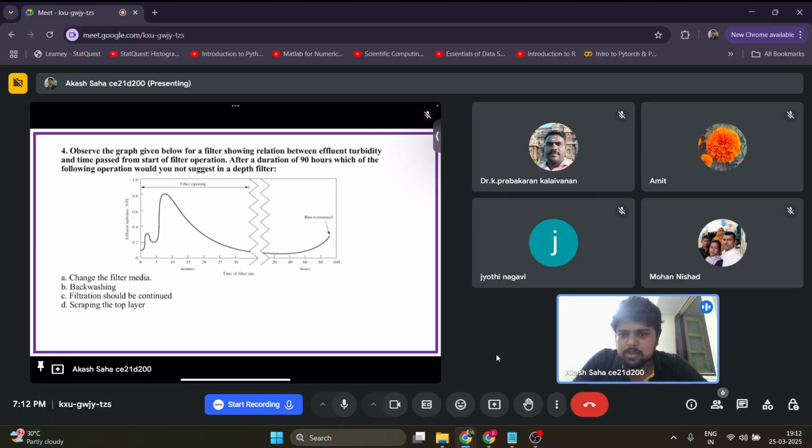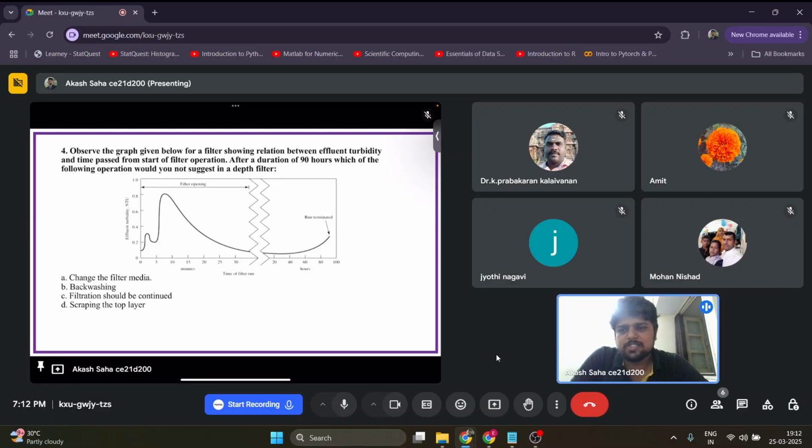In the starting, you can see the graph is scaled up to 30 minutes, and then it is given for 60 to 90 hours. Okay, so that break in the graph is just to change minutes to hours. That's all. So it shows the effluent turbidity during a filtration run.